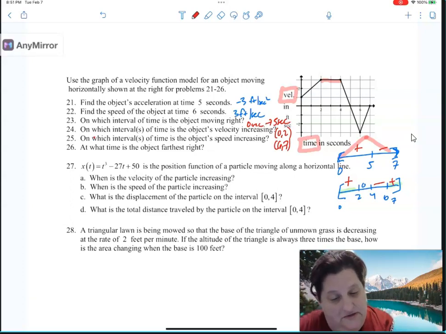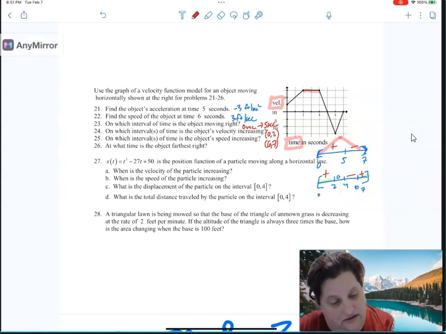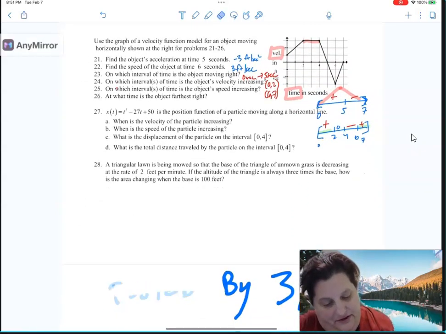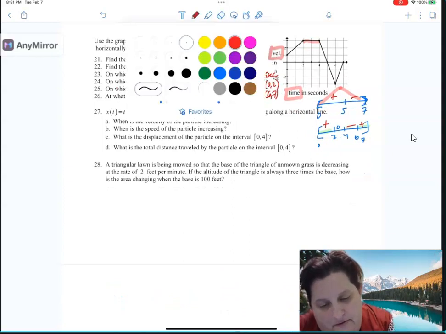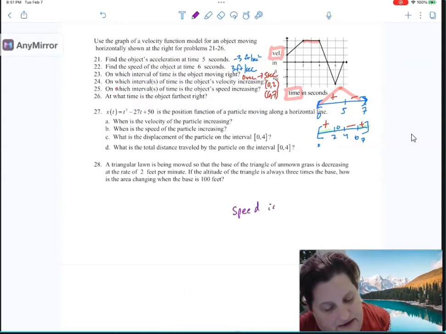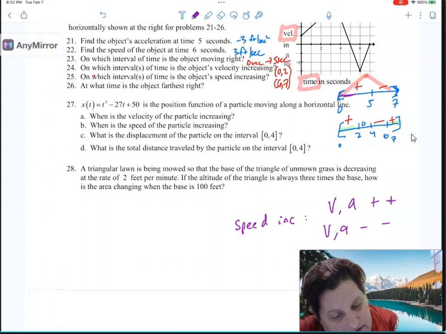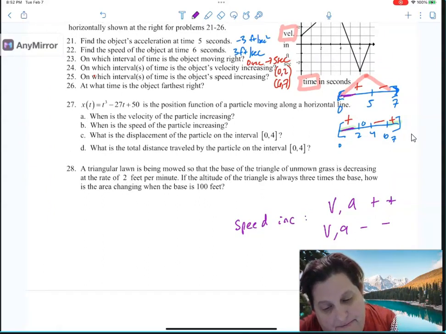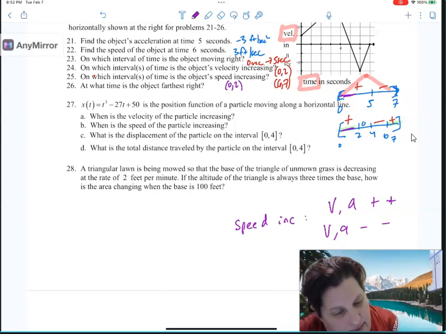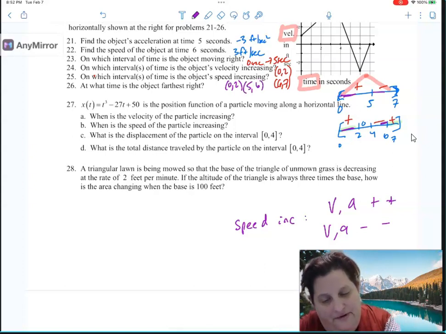When is the speed increasing? Now, this is a little bit of a tricky question. We think we did this in our 1 day of physics, so we got to review this. But basically, speed is increasing when either velocity and acceleration are both positive, or velocity and acceleration are both negative. That's how this works. So the speed is increasing 0 to 2 because they're both positive. And then 5 to 6 is where that overlaps because they're both negative.